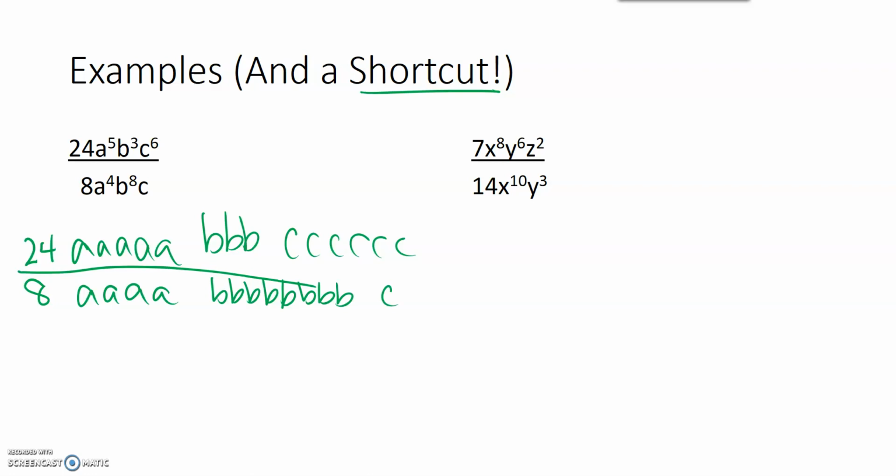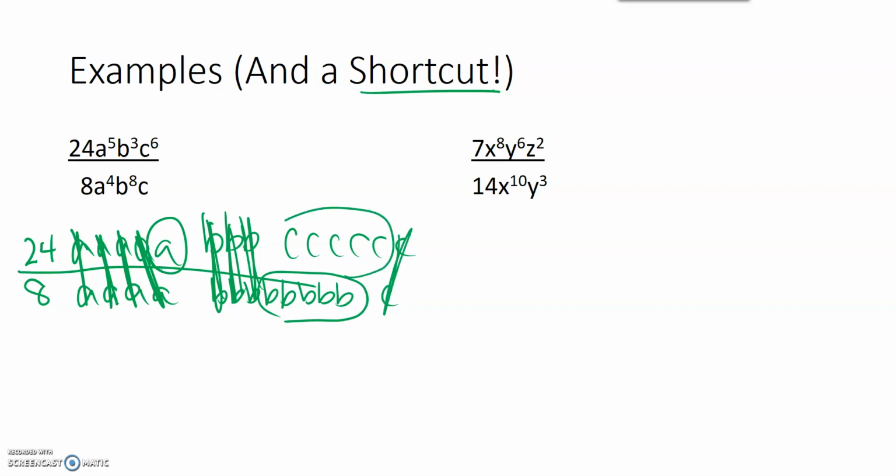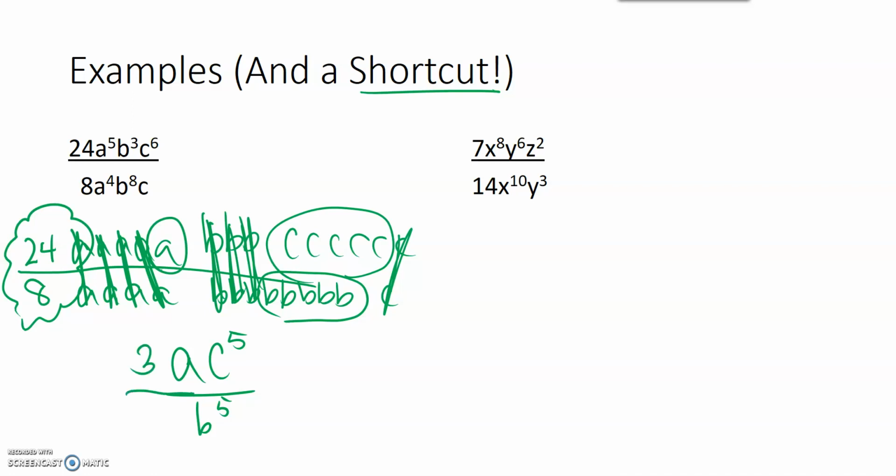Now we're looking for things that cancel, that reduce down. Those a's, those a's, those a's, and those a's, and I'm left with 1 a in my numerator. Okay, these b's cancel, and I'm left with 5 b's in my denominator. And then I have one set of c's that cancel, and I'm left with 5 c's in my numerator. So I have a c to the fifth over b to the fifth. That's the variable component. Now, I divide my coefficients. 24 over 8 is really 3, or 3 over 1. Okay, and there's my answer.